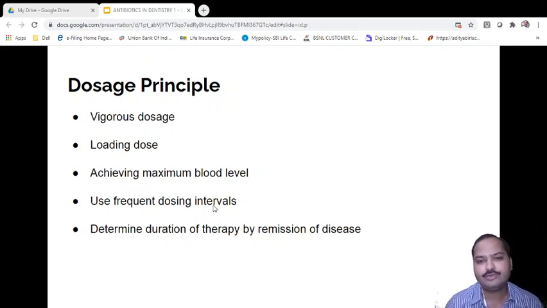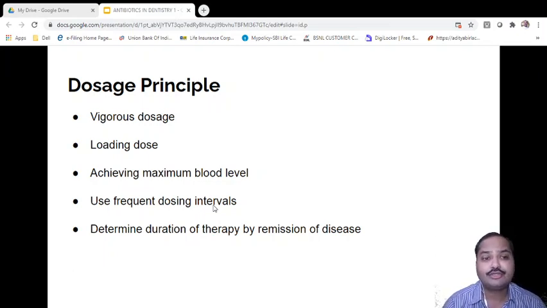Now, regarding the dosing intervals, it is important that some penicillins need very frequent dosing as they are disintegrated in the blood and do not reach constant blood levels so easily. So they have to be given very frequently, which is why they are not commonly used nowadays.